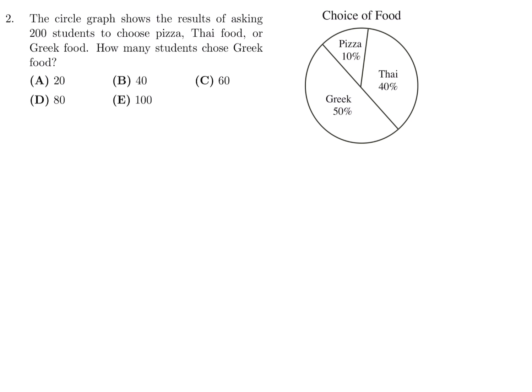The circle graph shows the results of asking 200 students to choose pizza, Thai food, or Greek food. How many students chose Greek food? Well, there's 200 students, and 50% of them chose Greek food. So 200 times 50%, which is 0.5, is how many students chose Greek food, and that would be 100. So number 2, the answer is E.